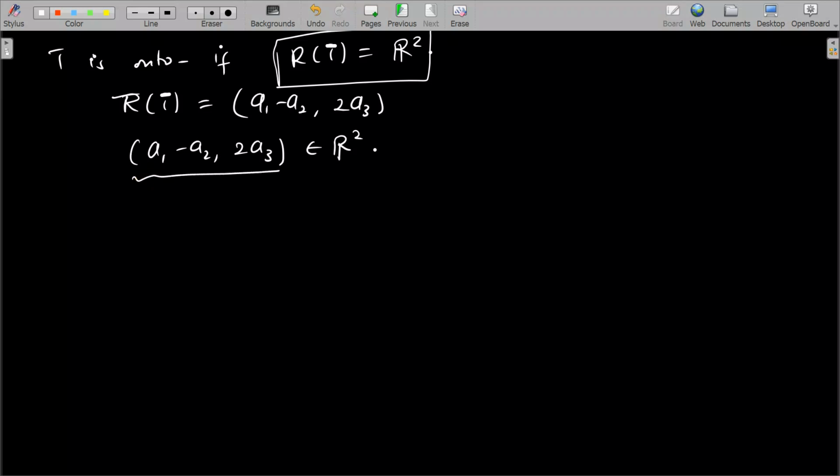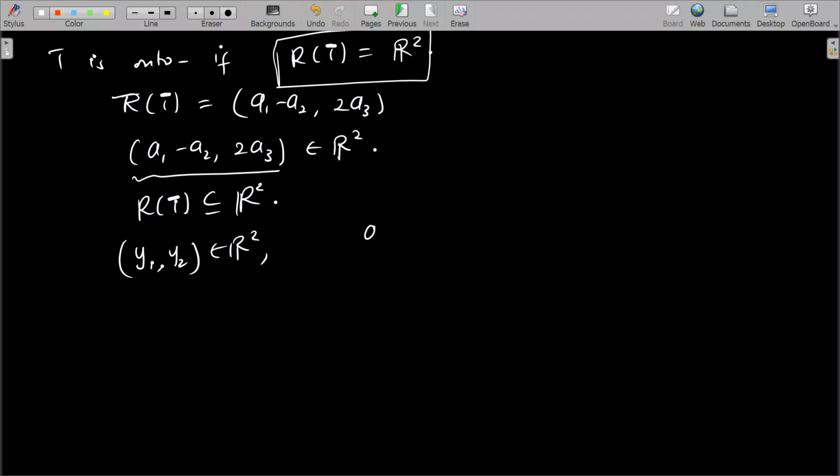Knowing that all the vectors in the range of T are in R2, it means that the range of T is, of course, a subset of R2. Now let me pick an R2 vector, something like (y1, y2) belonging to R2. Let me equate the two of them and see what happens.